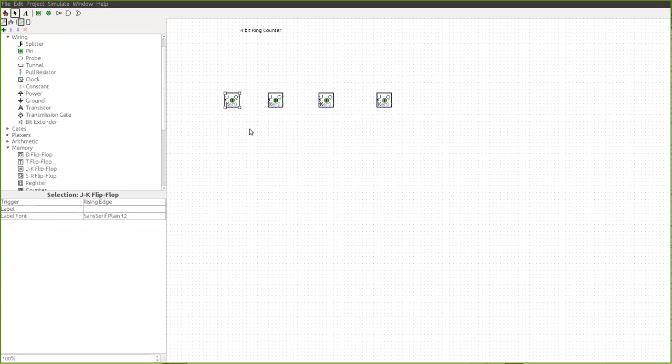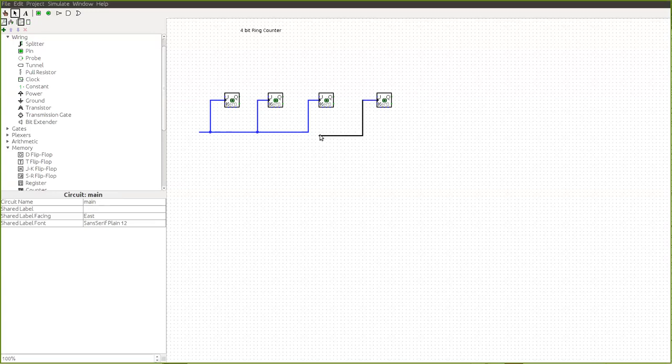Now, we have to connect all the clocks. First, let us connect the clock symbol, all the clocks to a single clock. You can find the clock under the wiring. Yes. For all these JK flip-flops, the clock signal is connected.